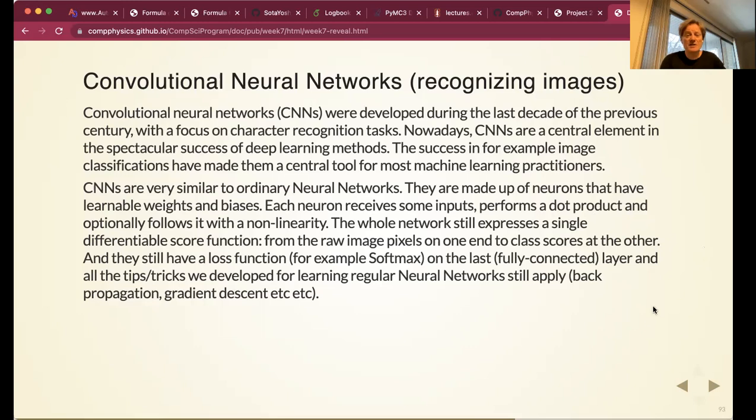This is a very, very hot field, and nowadays convolutional neural networks are really a central element in what you might call the spectacular success of deep learning methods. The trick behind convolutional neural networks is obviously that they use the mathematical process of convolution. If you think back to what we did with a neural network, we started with an input layer, and that input layer was connected to the nodes in a hidden layer. And then we could have more and more hidden layers.